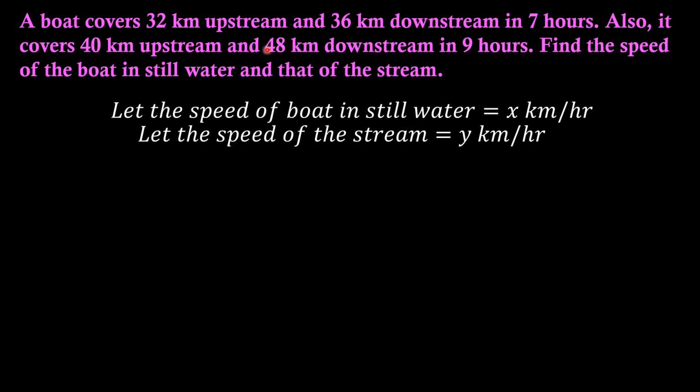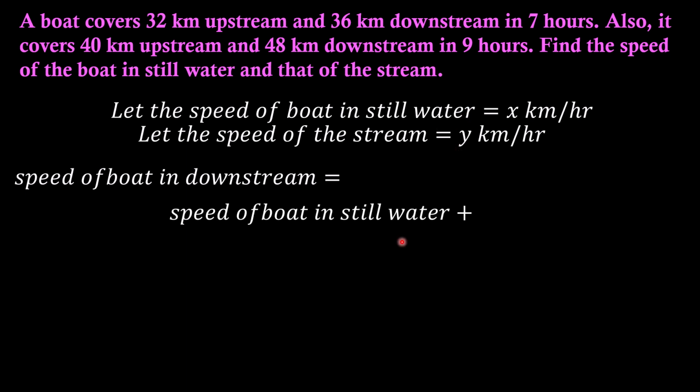Next, we have to see what is downstream and what is upstream. Speed of boat in downstream means the boat has to come to the seashore from the sea. So the direction of the boat and the stream are the same. In this case, we have to add these two values, that is speed of boat in still water plus speed of stream. So speed of boat in downstream we can consider as x plus y.